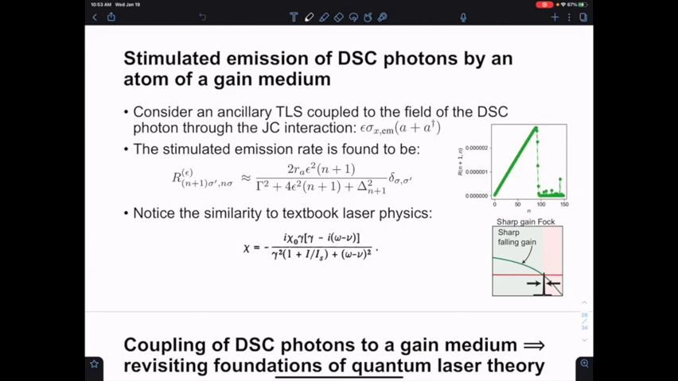What is the frequency? What is the wavelength of the photons typically? In these deep strong coupling scenarios, we're talking about a few gigahertz. So that's some number of millimeters. And for the optics stuff, we were really talking about the near infrared.